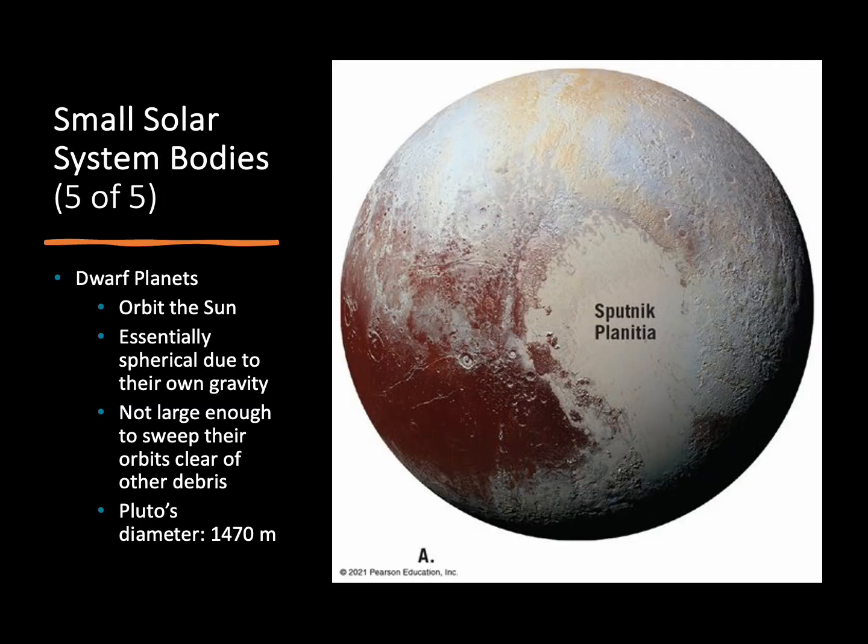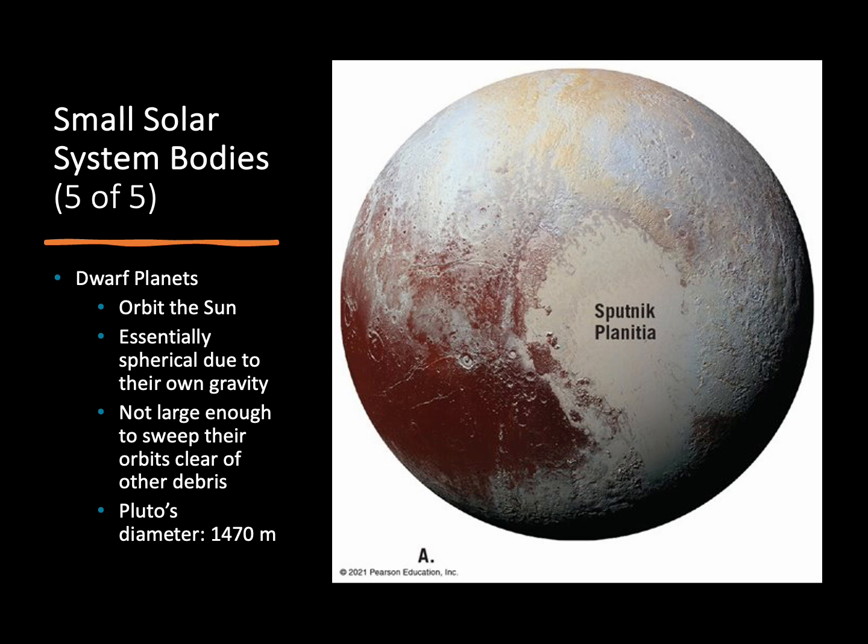And the last type of small solar system bodies I left for last because these are our dwarf planets. Pluto is the most famous example of our dwarf planet. Up until about 10 or 15 years ago, we considered Pluto a real planet. But we have now kind of demoted Pluto to a dwarf planet. Like the other planets, Pluto orbits the sun. It's a spherical shape like our other planets because it has its own gravity.